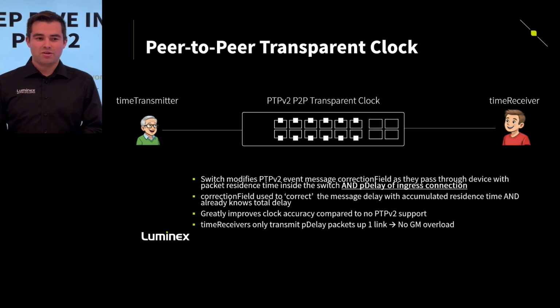And also the time receivers don't all have to send delay request messages to the time transmitter. Only the direct connections to the time transmitters will need to do that. But it's very important that all switches in your network and all devices operate in this peer-to-peer mode and all have the same configuration. This makes this a very hard protocol to configure and troubleshoot.